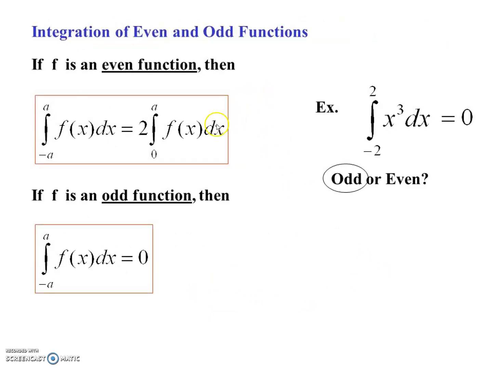Let us check by example. For an even function, 2 is there. For an odd function, 0 is there. Let us check the example x cube. So x cube is odd. We have to put minus x instead of x. f of minus x is minus x cube. Taking the minus outside, f of minus x is minus x cube, so f of minus x is minus f of x. That's why the function is odd.